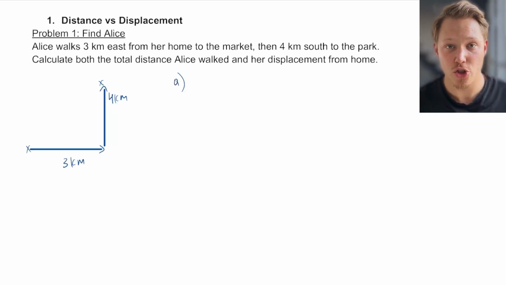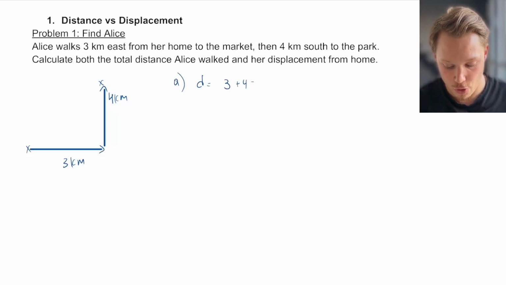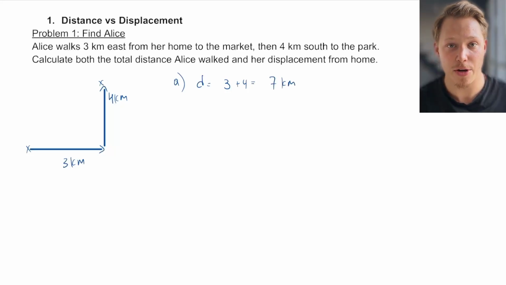First, let's talk about the total distance. The total distance is going to be very simple. You just add 3 and 4, and it's going to be 7 kilometers. So in total, she walked 7 kilometers.